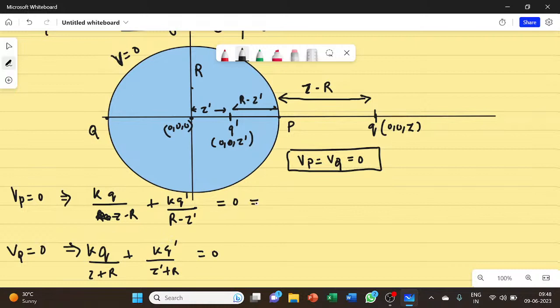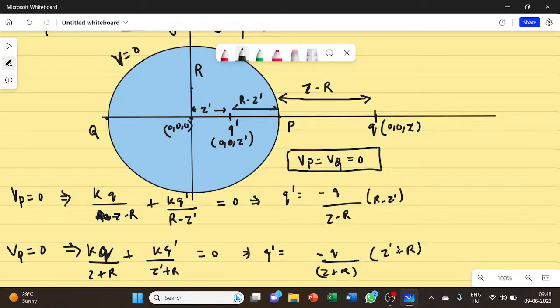So let us say this is 1. What I'll get is that my q dash can be written as minus q divided by z minus r, times r minus z dash. And from the other equation, q dash is equal to minus q divided by z plus r, times z dash plus r. So this is q, don't forget. Both of these equations are equivalent: this equation is 1 and this equation is 2, and they render the same result. So let us equate them.